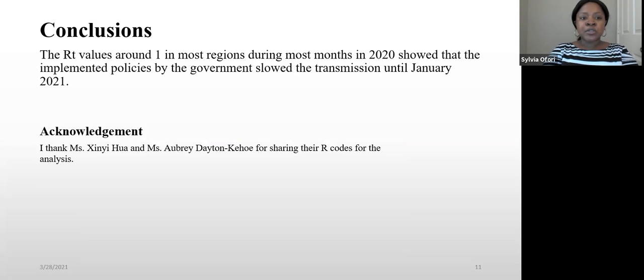So in conclusion, seeing the Rt values around 1 in most regions during most months in Ghana showed that most of the interventions that were implemented were effective in slowing down transmission. But with the reopening of schools in January, there was a growth in the Rt.